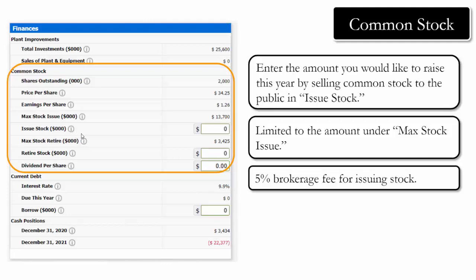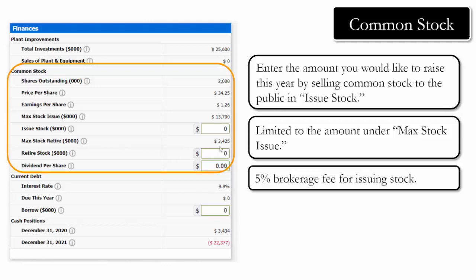In the issue stock field, you would enter the amount of money that you would like to raise this year by selling common stock to the public. You are limited to the amount in the maximum stock issue. There is a 5% brokerage fee for issuing stock.